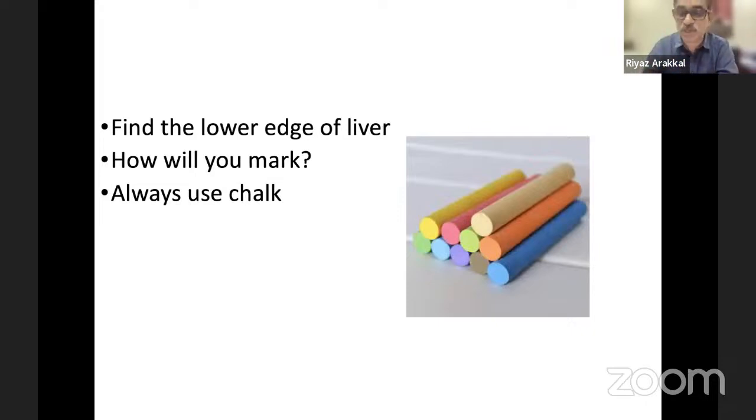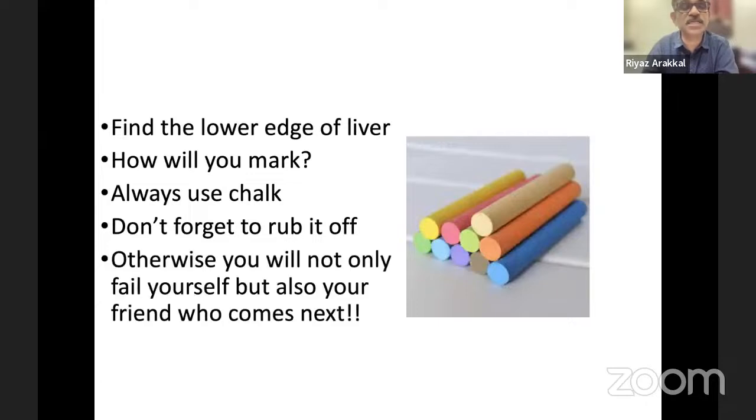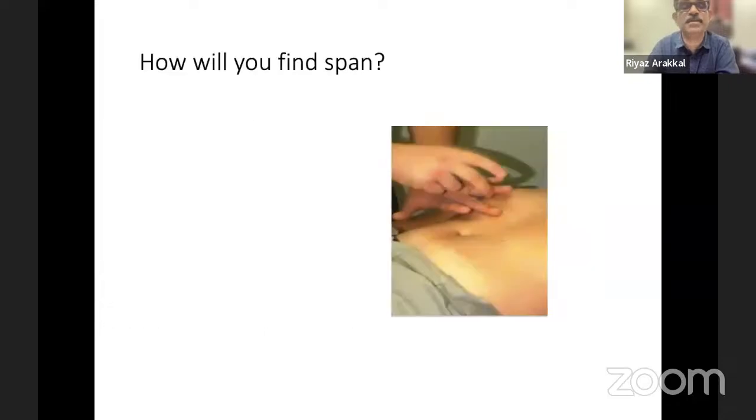So always use a chalk to mark the liver, and remember to wipe it off when you leave the patient. Don't forget to rub it off. Otherwise, what will happen? You will not only fail yourself, but also your friend who comes next. So always carry chalk to the examination hall. Never draw on somebody's abdomen with your pen.